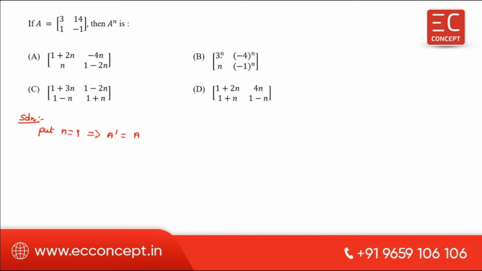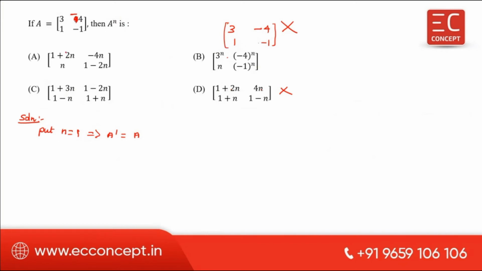So if you put n equal to 1 in this option, what are you getting? 1, minus 4. No, therefore this is not the option. If you put n equal to 1 here, will you get 3? This also won't work. Actually, this is not a 14, this is minus 4, sorry. Then A is 3, minus 4, 1, minus 1, and the whole power n. So this is actually 3 power n. Yeah, this is the option.